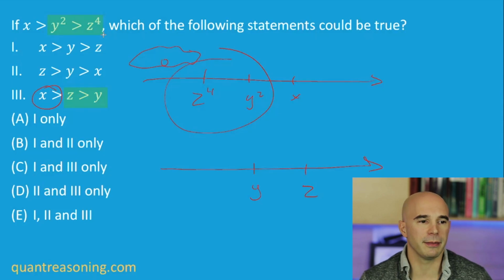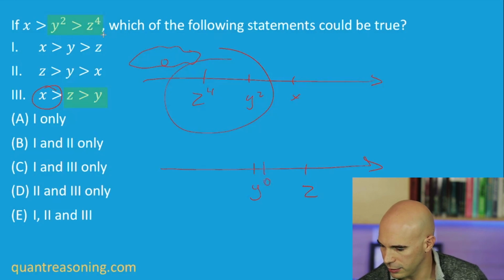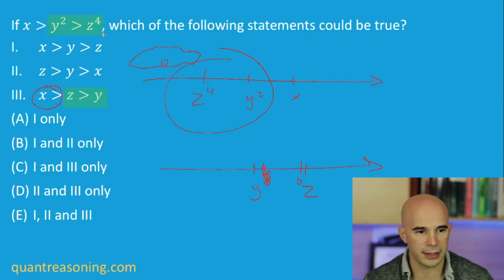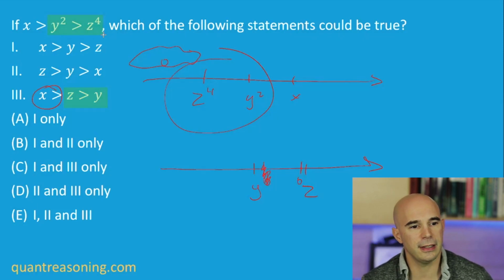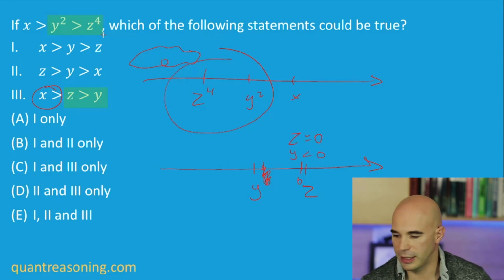I think I liked what you said about negatives more. I think that's really the key to proving that the third statement is possible. I mean, all I have to do really is say that 0 is here? No. Here. That's better, right? If 0 is there, it's very easy to see how y squared could be greater than z to the power of 4. In fact, why don't we just say z equals 0? Isn't it possible that z equals 0? If z equals 0 and y is less than 0, you're done.